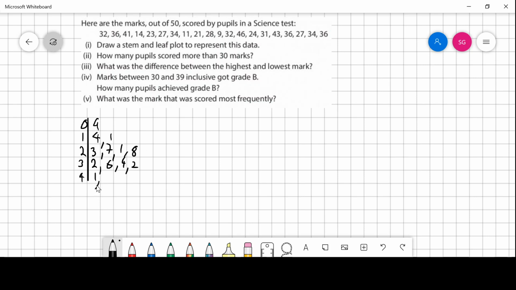46, so a 6 at the 4 place. 24, a 4 at the 2 place. 31, a 1 at the 3 place. 43, a 3 at the 4 place. 36, a 6 at the 3 place. 27, a 7 at the 2 place. 34, a 4 at the 3 place. And 36, a 6 at the 3 place.